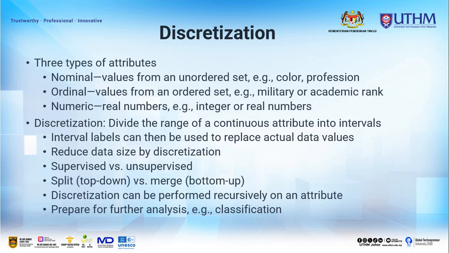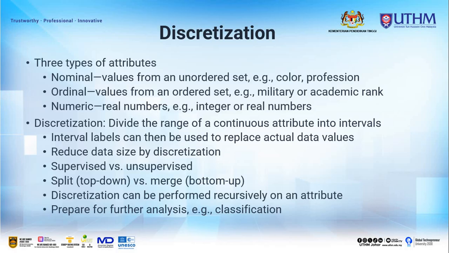Okay, so ordinal attribute values come from an ordered set. For example, military or academic rank. Military rank would be private, corporal, sergeant. Academic rank would be freshman, sophomore, junior, senior, and all these things.